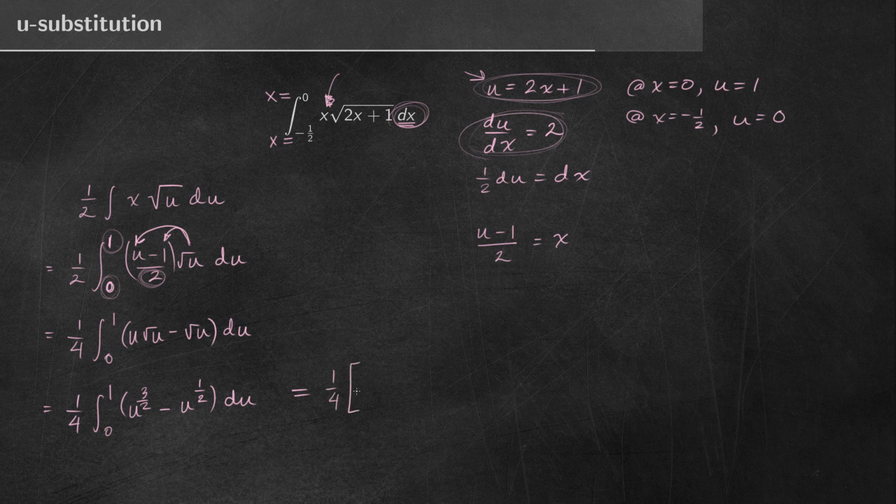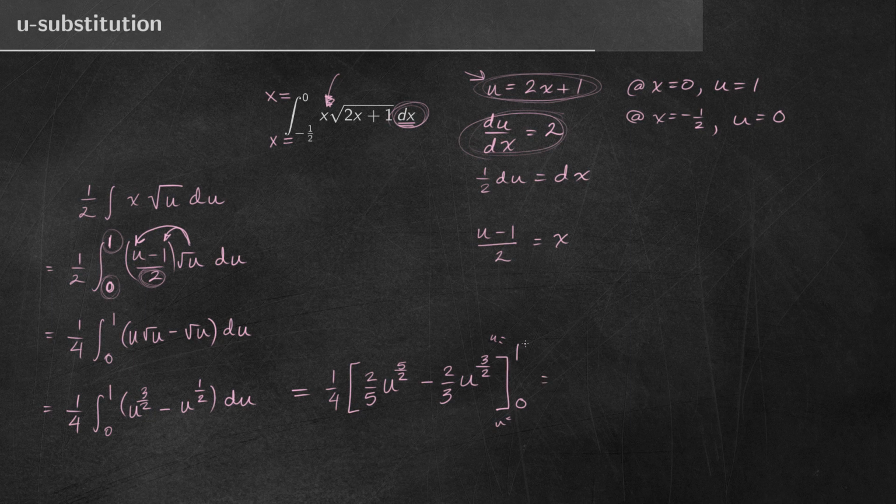1/4, and then the antiderivative of u to the 3/2, I'm going to add 1 to that, so I get u to the 5/2 divided by 5/2, which is the same as times 2/5, minus u to the 3/2 divided by 3/2, or times 2/3. This is a definite integral, so I don't need the plus c, but I do need to evaluate from 0 to 1. Remember, these are my u values.